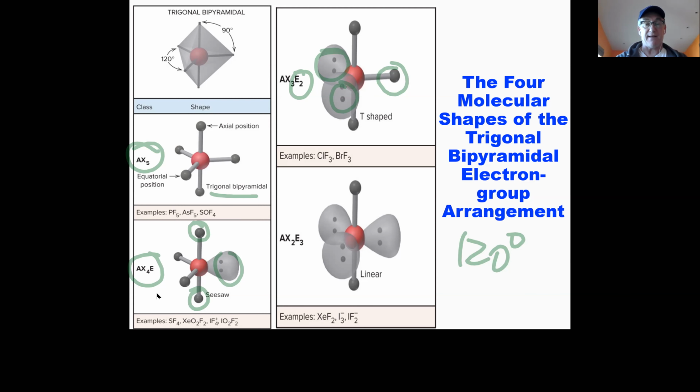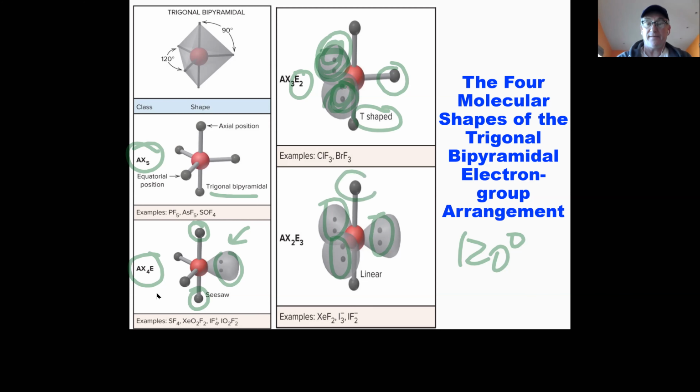So with the seesaw shape, we have 1 group of electrons in the equatorial position. With the T shape we have here, we have 2 of them put into the equatorial position. And finally, when we have the linear shape, we've got 1, 2, 3 groups of lone pairs, all in the equatorial position. That gives you the maximum distance between the lone pairs and other surrounding groups, be they other lone pairs or other atoms.